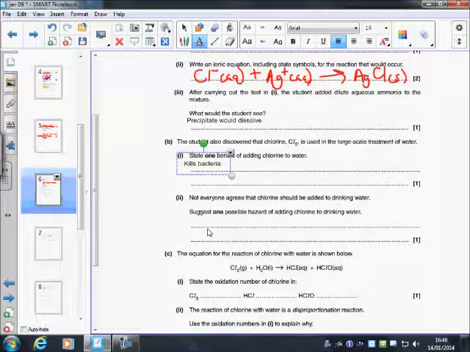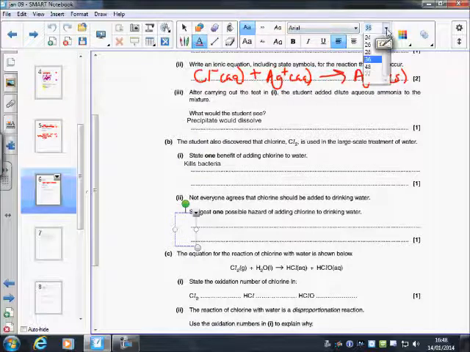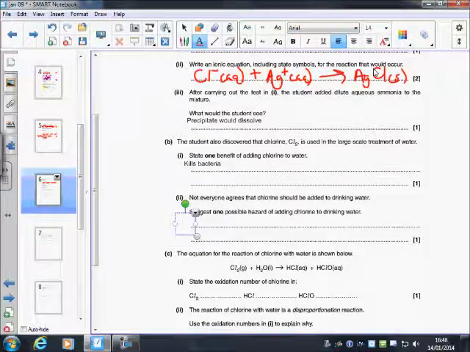So B part 2. Now everyone agrees that chlorine should be added to drinking water. Suggest one possible hazard of adding chlorine to drinking water. So for this one, I always put toxic.